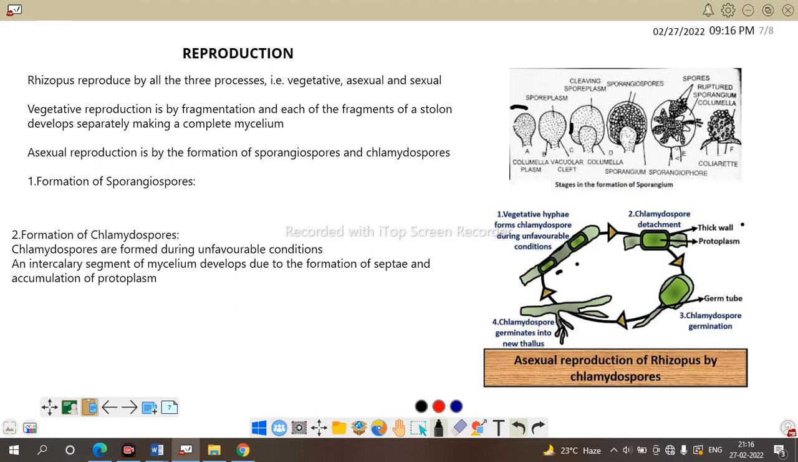Here is the structure of a mycelia, showing septa. Here is the septation, partition wall, and these partition septate walls are detached from the mother body. Here is the chlamydospore detachment, this green color structure, and a thick cell wall is formed inside, which contains protoplasm. It is formed during unfavorable condition; when favorable condition comes back, these chlamydospores germinate to form a new mycelia. Here is the structure of how chlamydospore forms into a mycelia. I hope you have the idea about chlamydospore.